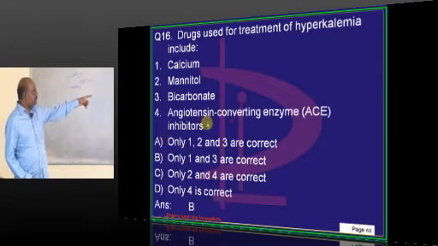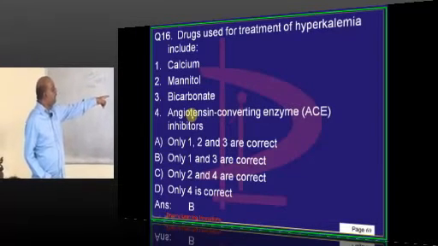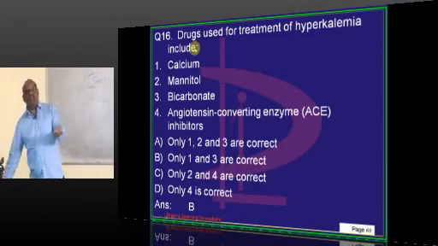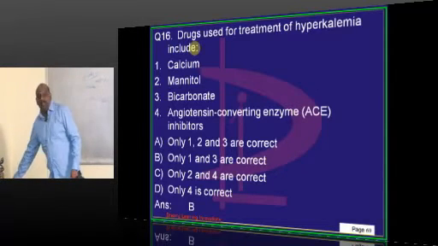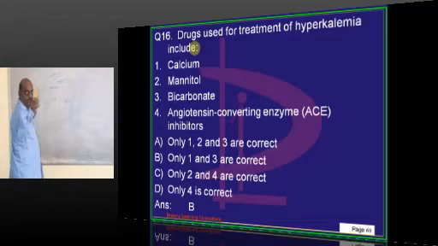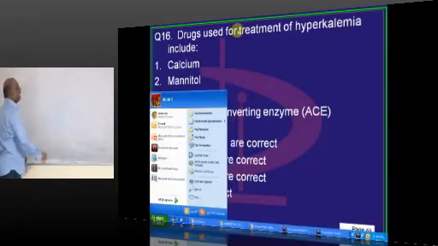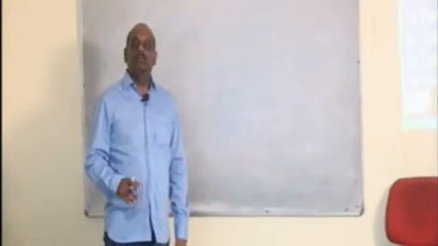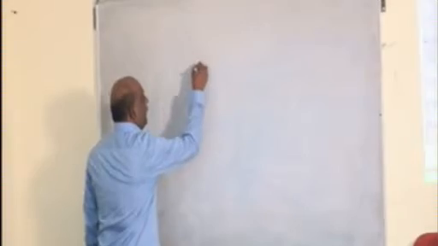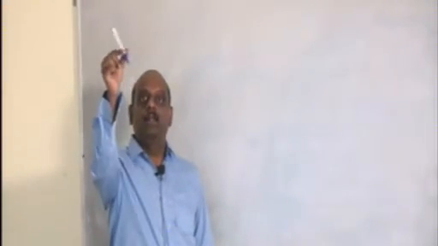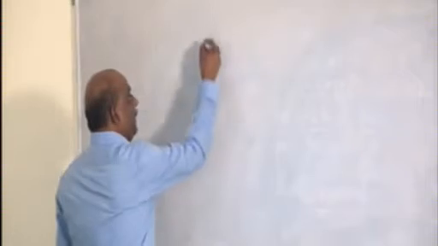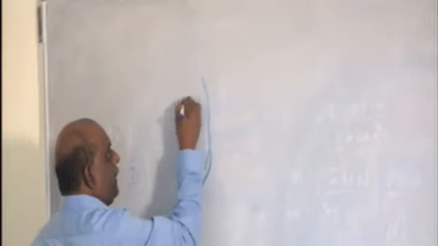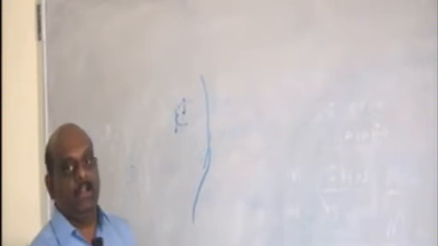Then you will also give bicarbonate, because generally hyperkalemia is concomitantly associated with acidosis. Unless you resolve the acidosis, hyperkalemia doesn't resolve. Why does acidosis lead to worsening of hyperkalemia? Tell me, doctor. Whenever you have acidosis, potassium is basically what? An intracellular ion.